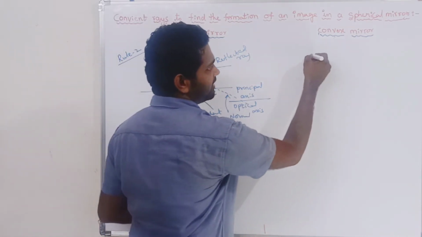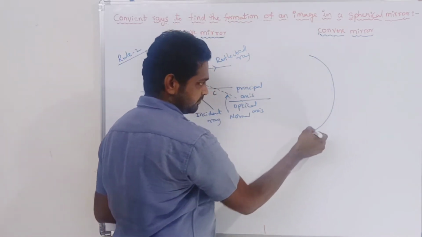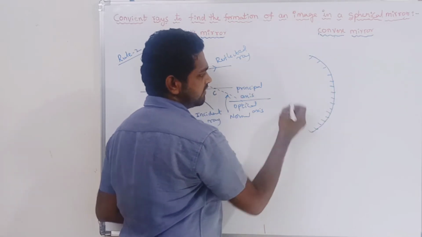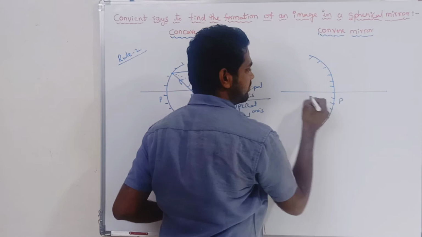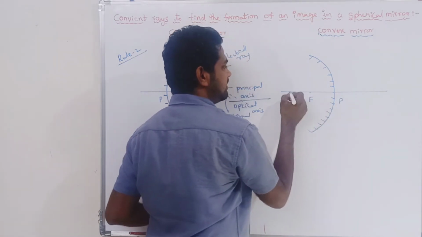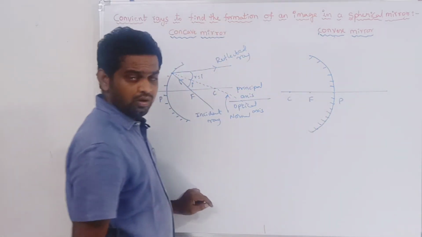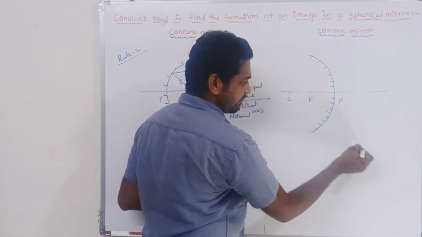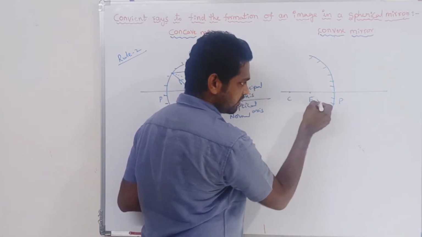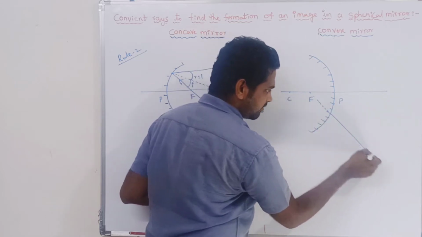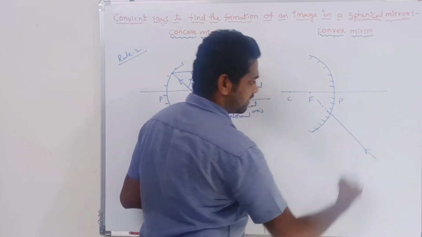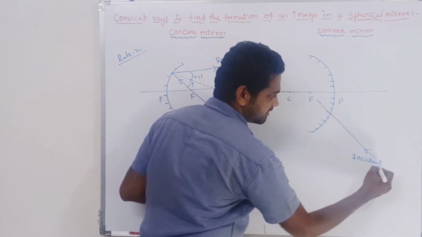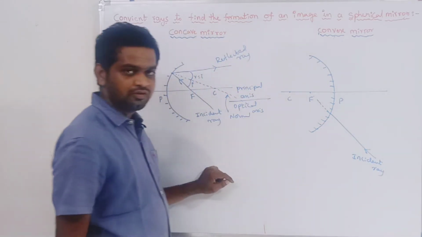Now we are going to discuss the convex surface. In the case of a convex surface, as we know, the bulged surface faces outward, and this is the pole, focus, and center of curvature. Now I am going to take the incident ray which is passing in the direction of the focus. Clear? This is my incident ray, which is passing through focus.